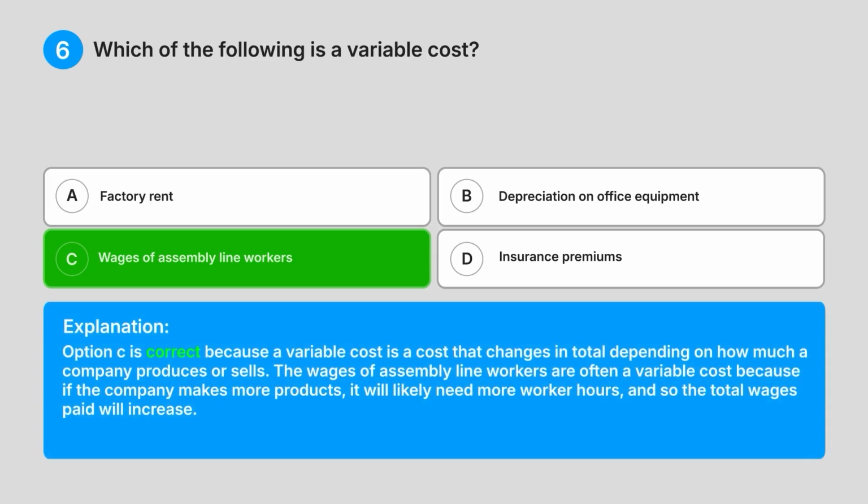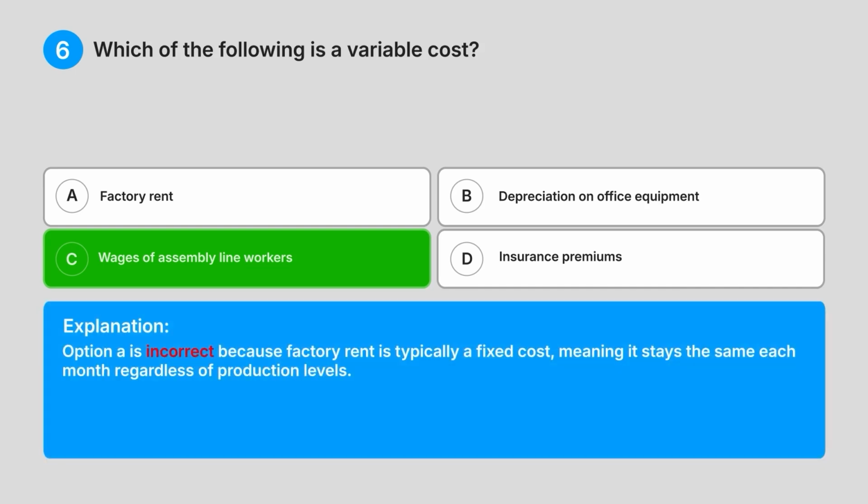Explanation. Option C is correct because a variable cost is a cost that changes in total depending on how much a company produces or sells. The wages of assembly line workers are often a variable cost because if the company makes more products, it will likely need more worker hours, and so the total wages paid will increase.